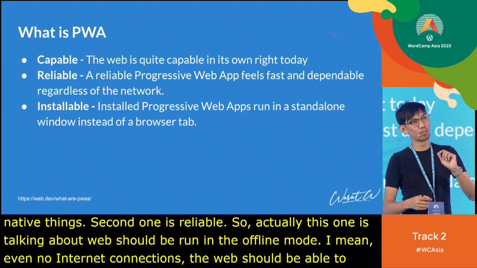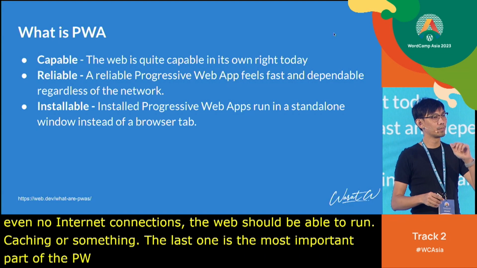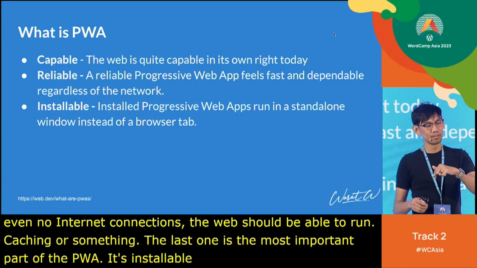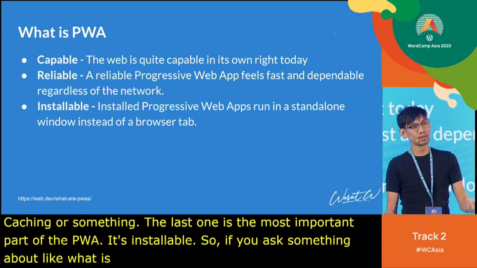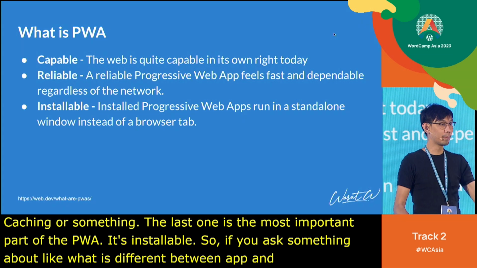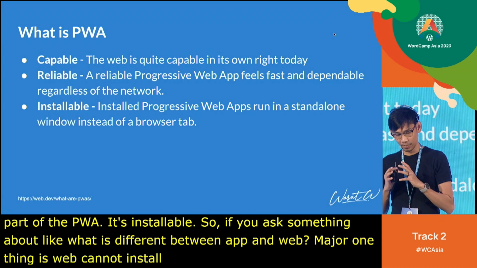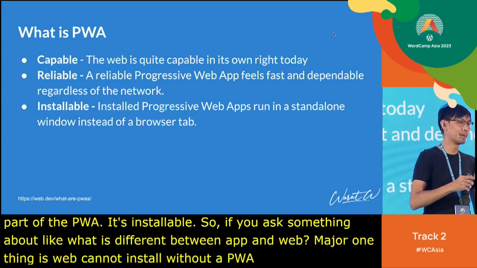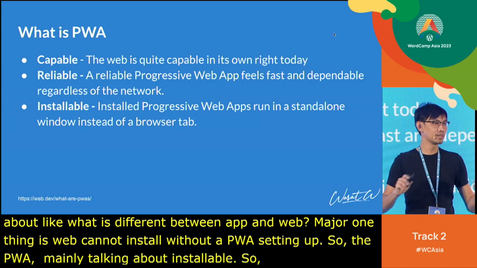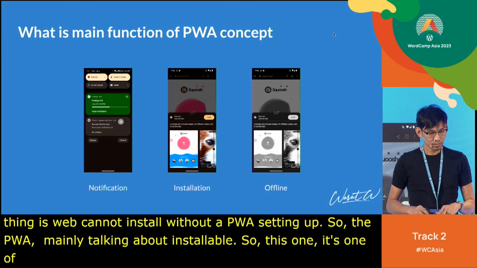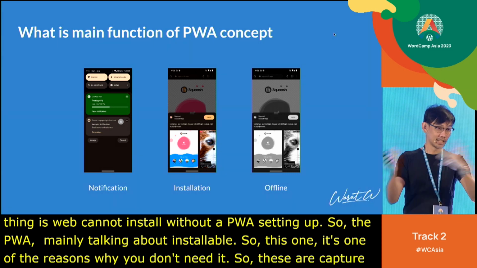The last and most important part of the PWA is installable. If you ask what the difference is between an app and the web, the main thing is the web cannot be installed without PWA setup. So the PWA is mainly about installable. This is one of the reasons why you don't need it. These are the captures of the main functions. That is the concept, right?